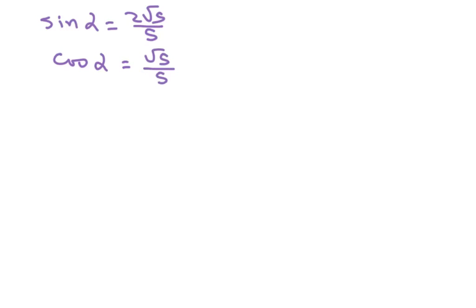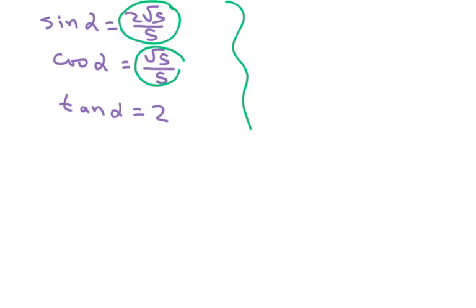So I'll go ahead and put back the white paper. We have sine of alpha equals 2 square root of 5 over 5. Cosine of alpha is square root of 5 over 5. Therefore, tan of alpha is just going to be 2, because all you have to do when you divide these two is the square roots of 5 cancel out and the 5s cancel out.